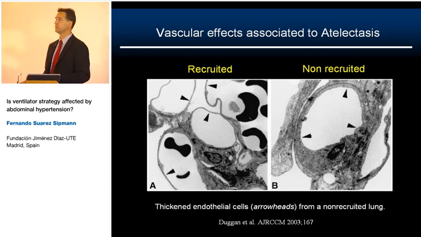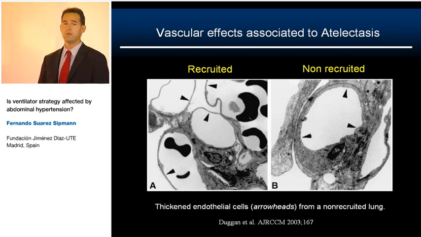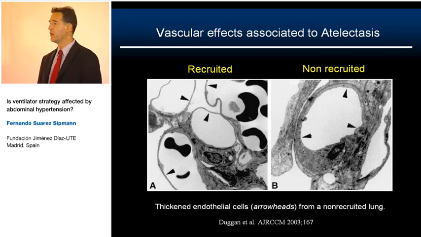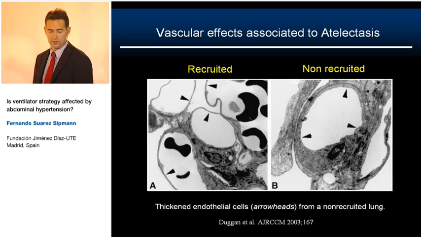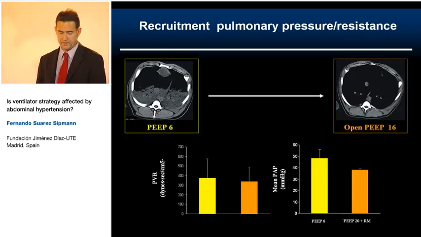There also was a histologic deterioration in the endothelium. So the rats that were not recruited, that were allowed to maintain collapse, showed thickened endothelial cell walls, and this happened in 40 to 50% of all cells examined on histology. So something is occurring in the atelectatic region that is causing vascular problems.